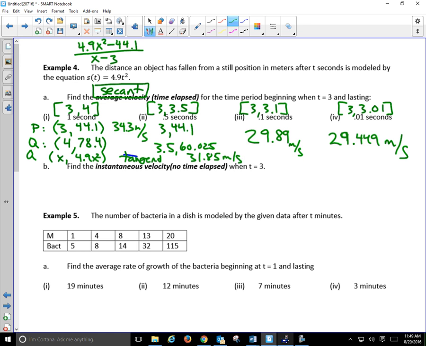Well, look at what's happening. 3 to 4, 3 to 3.5, 3 to 3.1, 3 to 3.01. We're getting closer to, we're looking at basically just 1 point, right? So where do you think it's headed towards? We have 34.3, 31.85, 29.89, 29.449. You think it's headed about 29, okay? 29 meters per second. Somebody have a different guess?